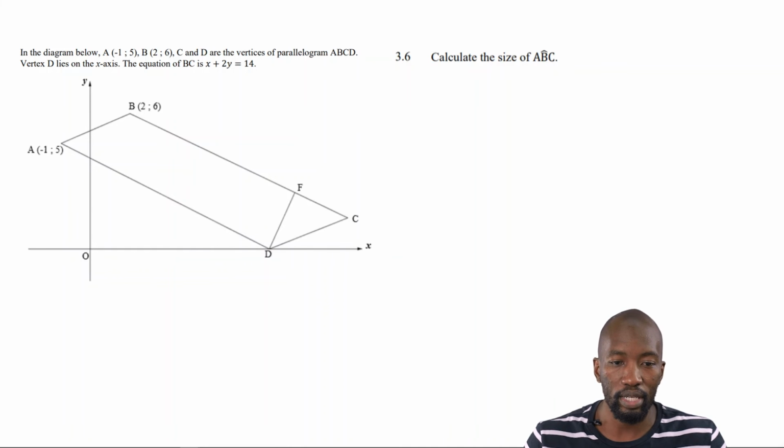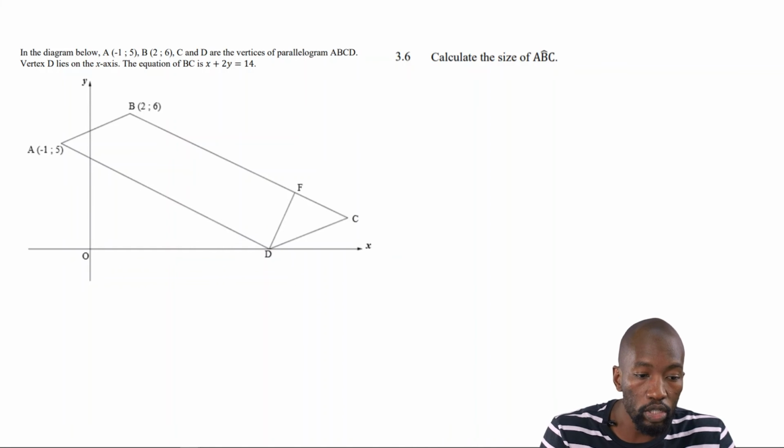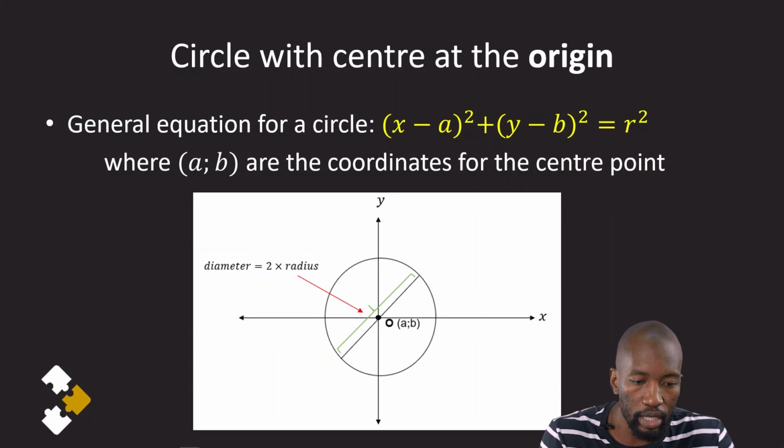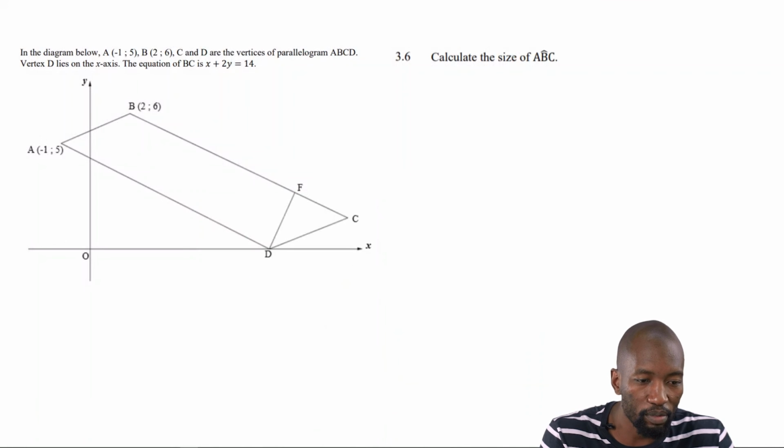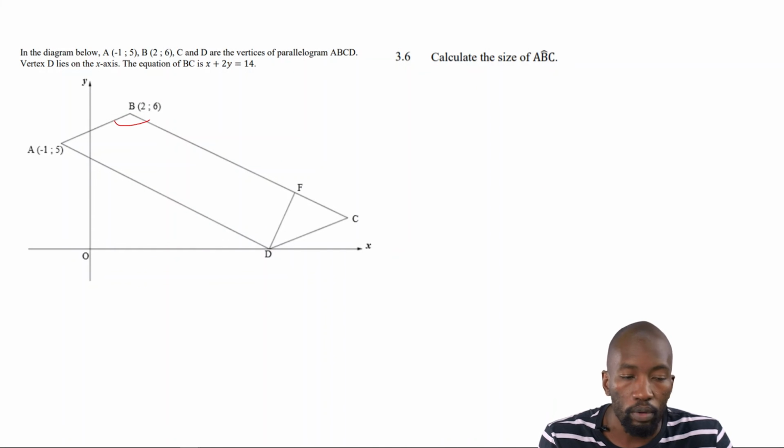Now for 3.6, they're saying calculate the size of ABC, and look at the hat, it's on B. So this means that they're actually looking for which angle? Yes, you guessed right, this angle here. Okay, now let's quickly, my slide is misbehaving. Let's go back a little bit. There we go, it's this angle. All right, now if it's that angle, let's see what we can do.